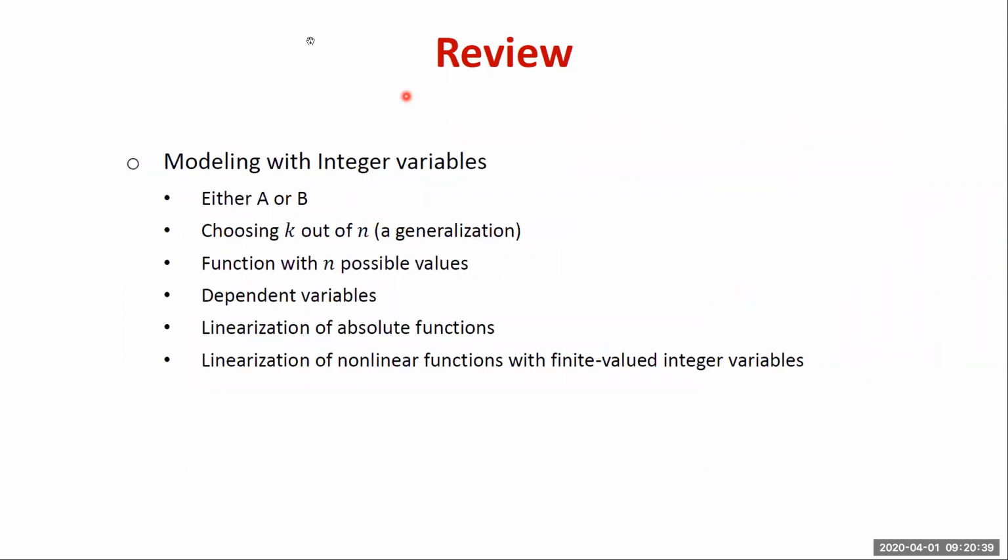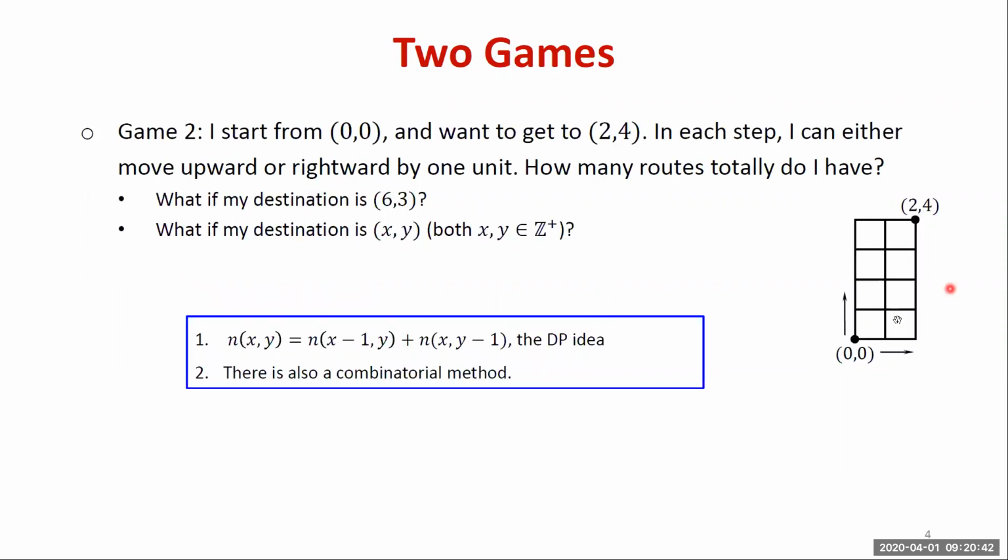This problem is more difficult than the first problem. So have a look at it here. Let me circle it. Suppose I need to go to 2, 4, right? Then let me ask you, this point is what? This point is 1, 4. This point is 2, 3, right? Now I define N(x,y), for example, N(1,4) and N(2,3), to be the number of total routes that I can go from 0, 0 to this point. What is the relationship between N(2,4) and N(1,4) and N(2,3)?